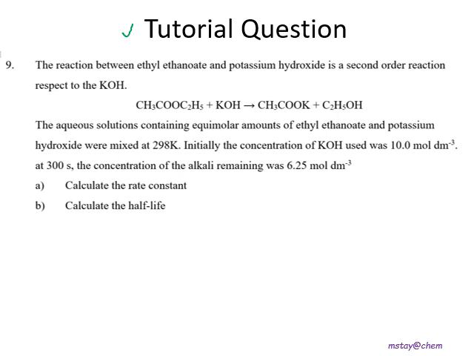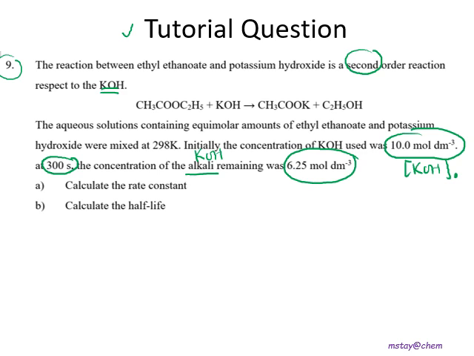This is tutorial question number 9. The reaction between ethyl ethanol and potassium hydroxide is a second order reaction with respect to KOH. The aqueous solutions containing equal molar amounts of ethyl ethanol and potassium hydroxide were mixed at 298 Kelvin. Initially, the concentration of KOH is 10 mole per decimeter cube. At 300 seconds, the concentration of alkali, here referring to the KOH remaining, is 6.25 mole per decimeter cube.